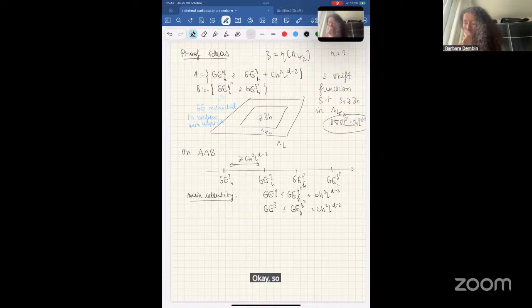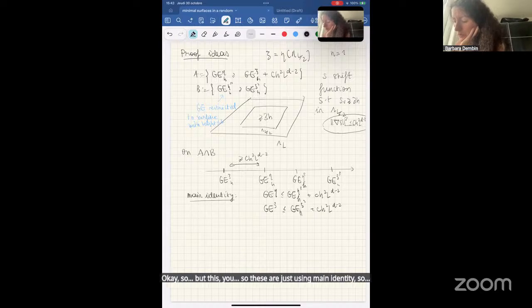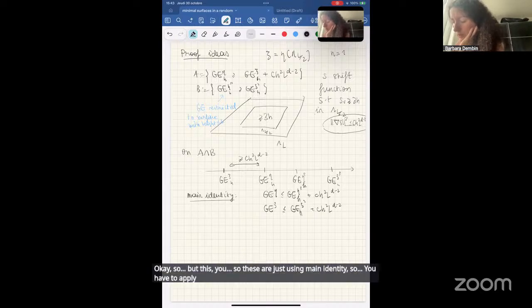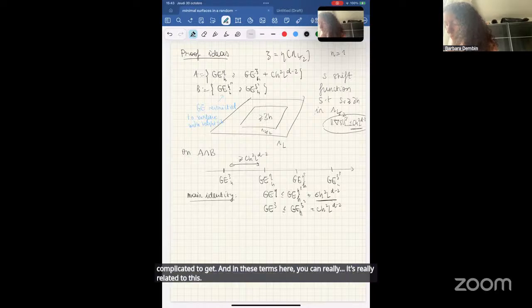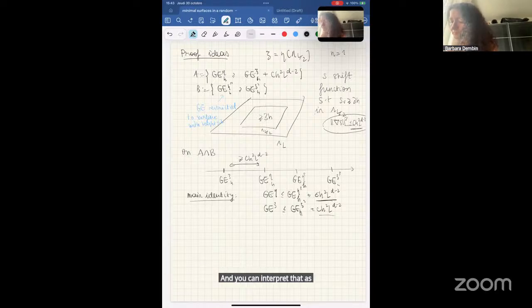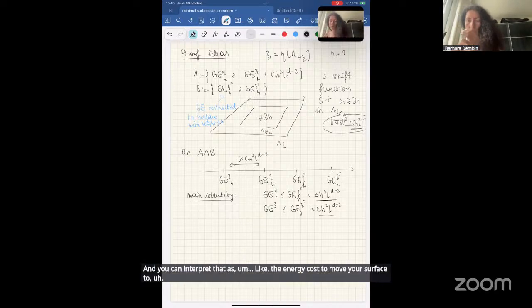Okay, but these are just using the main identity, so you have to apply the main identity to the right noise, the right surface and the right environment, but it's not too complicated to get. And these terms here, it's really related to this, and you can interpret that as the energy cost to move your surface to height h.